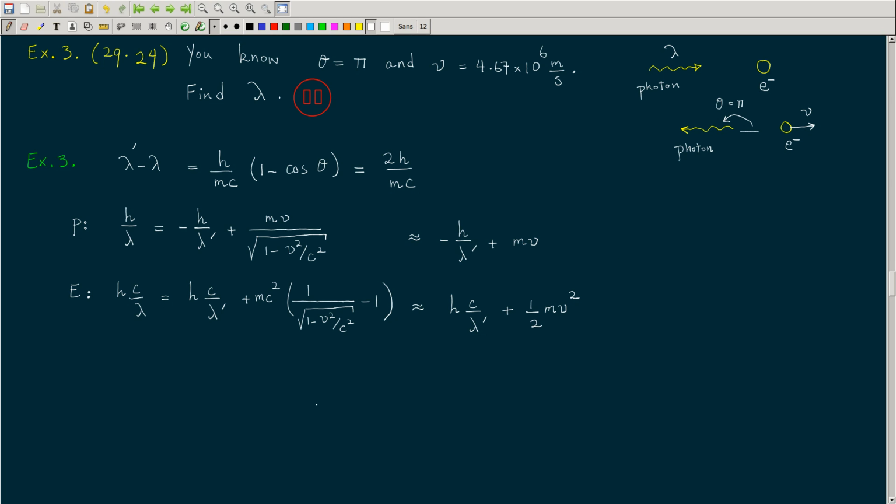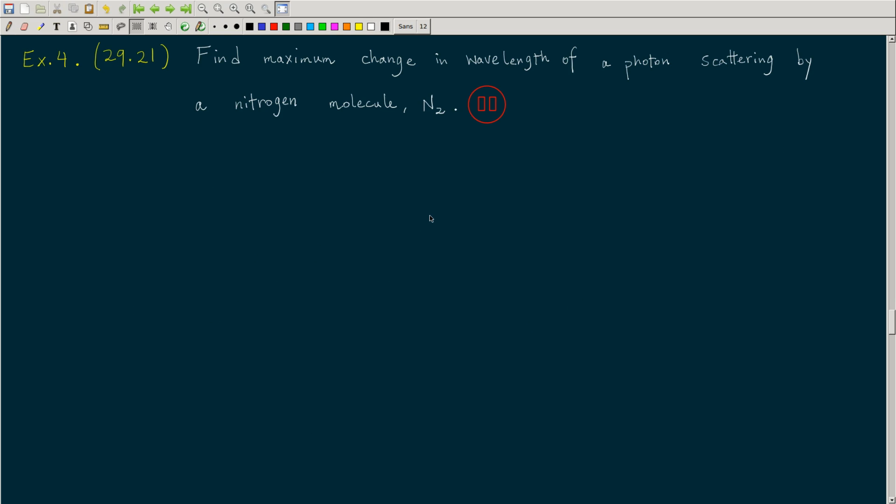Okay, let's get to the next exercise. This is exercise number 4, or in reference to the textbook, 29.21. We want to find the maximum change in wavelength of a photon, which means lambda prime minus lambda, scattering off a nitrogen molecule, N2. So this time it doesn't scatter off an electron, but off a nitrogen molecule. Again, you can pause the video and think about this problem. When you're done, you can continue. Alright, let's get to the solution.